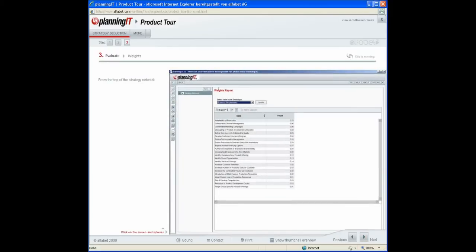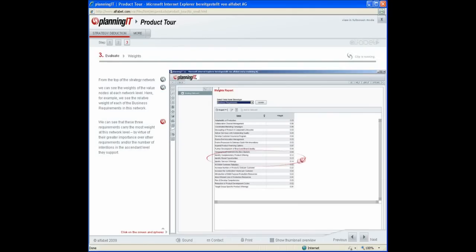Weights. From the top of the strategy network, we can see the weights of the value nodes at each network level. Here, for example, we see the relative weight of each of the business requirements in this network. We can see that these three requirements carry the most weight at this network level by virtue of their greater importance over other requirements and/or the number of intentions in the ascendant level they support. Changes to the weights in other requirements would result in a very different picture.